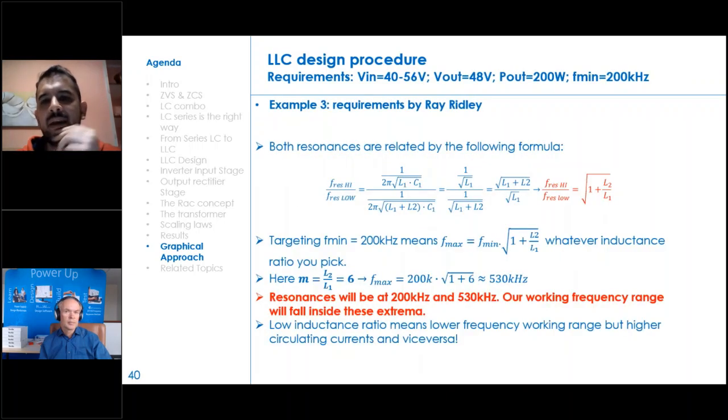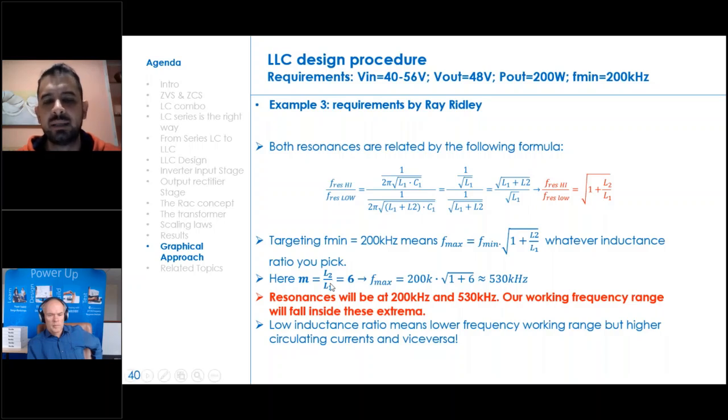Ray gave me different requirements that are reported here. So instead of targeting a maximum frequency, he said, look, I would like to work with the minimum frequency that is 200 kilohertz. So this requirement is reported here. We know that the ratio between the high resonance and the lower resonance is this one. That brings this result here. So targeting a minimum frequency of 200 kilohertz simply means targeting a maximum frequency that is the minimum one multiplied by this scaling value, whatever inductance ratio you pick.